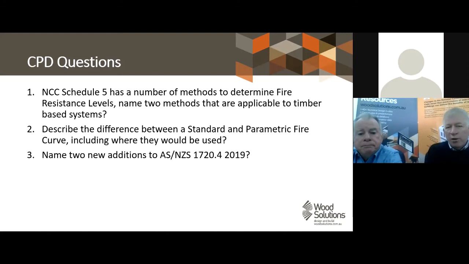Okay, and also I'd add, Ray went to great length to explain that the BCA's Schedule 5 is the only way to meet the deemed to satisfy. So Schedule 5 for timber only has two methods, 1720 Part 4 or AS 1530 Part 4. If you don't meet any of those, then you're in performance solution. So it's quite easy. It's easier to do a test, is what it will end up being.